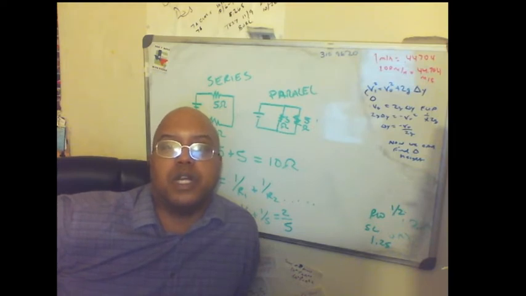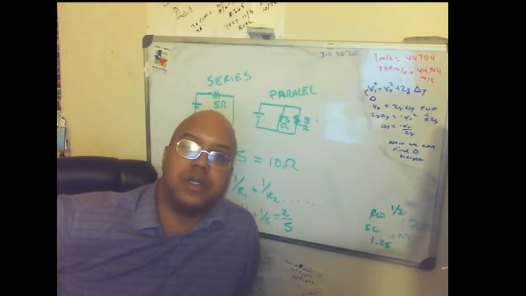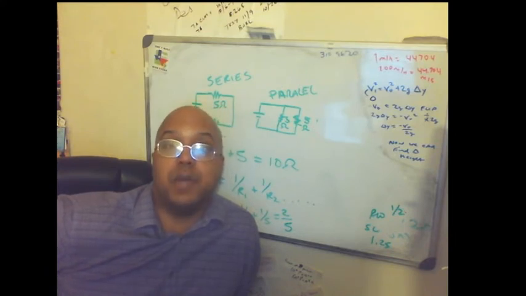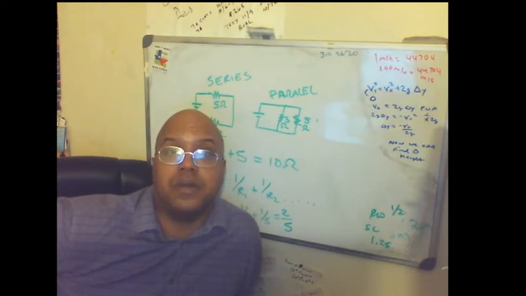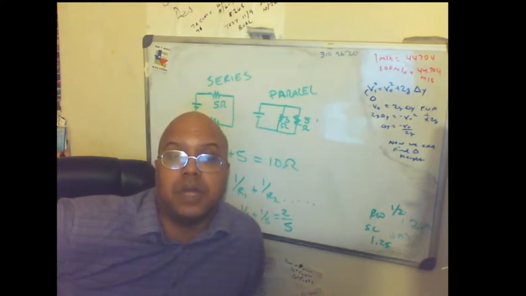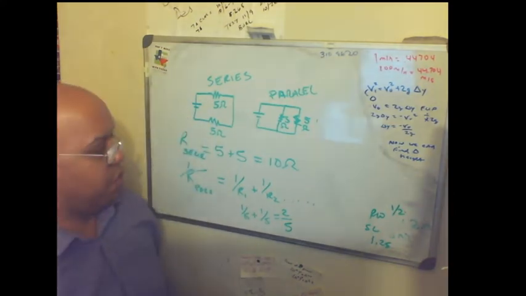A girl has 2 more nickels than dimes and 3 more quarters than nickels. And it's all going to be equal to $3.35. How many coins of each kind does she have? Alright. Let's do a word problem.